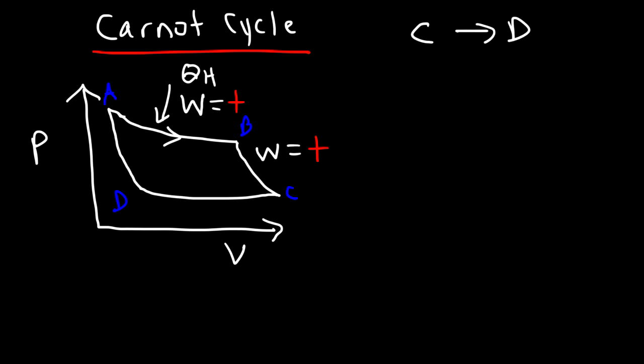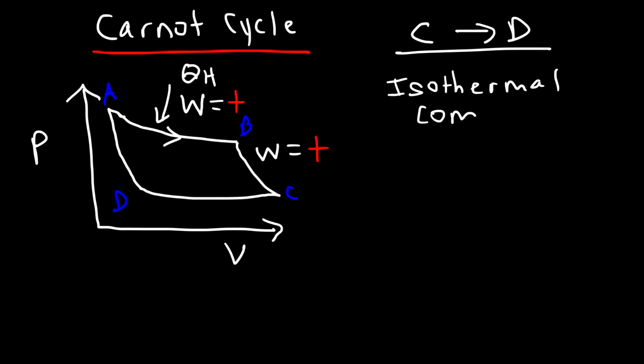Now let's move on to the next part, going from C to D. So in this part, we have an isothermal compression. Now for any compression, anytime the volume decreases, the work done by the gas is negative. So work is being done on the gas. When the work is positive, work is being done by the gas.